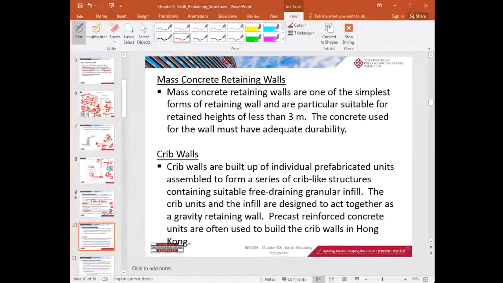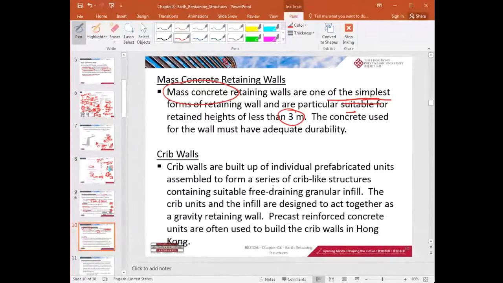Mass concrete is the most simple, right? The simplest type of the retaining wall. But it can only retain a height less than 3 meters only.